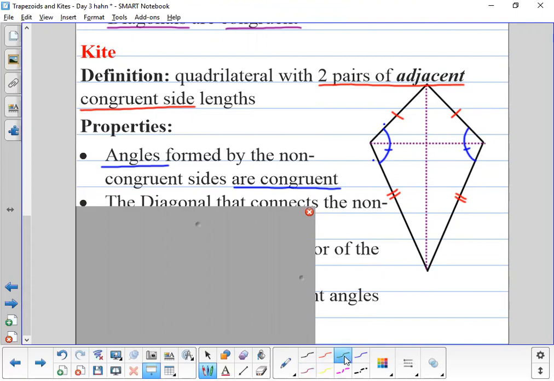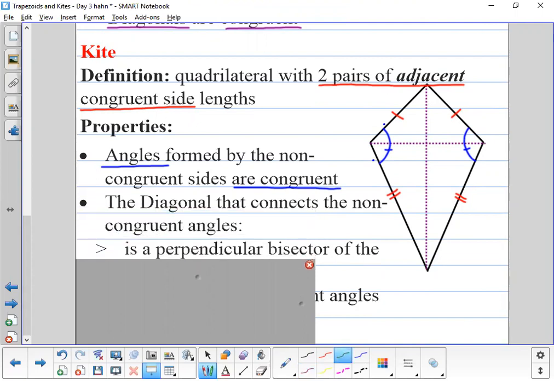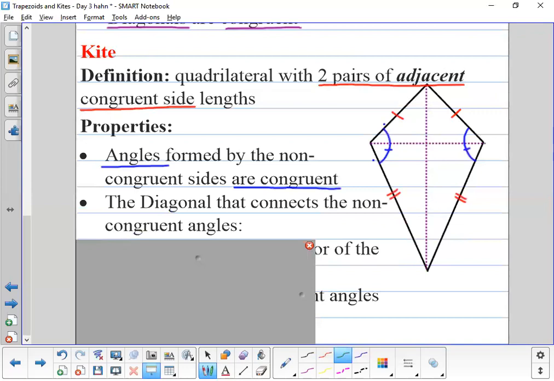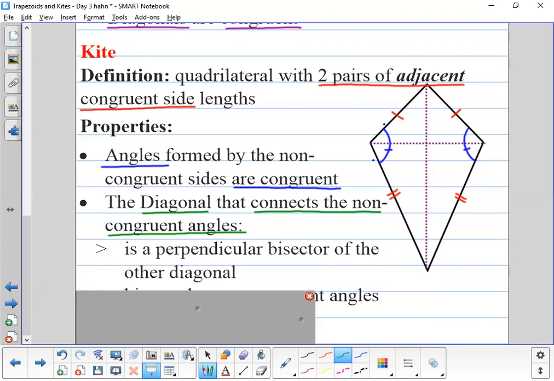So our diagonals, we've got one of them that connects the non-congruent angles. And that diagonal is special because it does some stuff to the other parts of the kite. So the diagonal that connects the non-congruent angles is going to do some special things to us. So first of all, it is a perpendicular bisector of the other diagonal. It's a perpendicular bisector. That means it meets the other diagonal at a right angle.